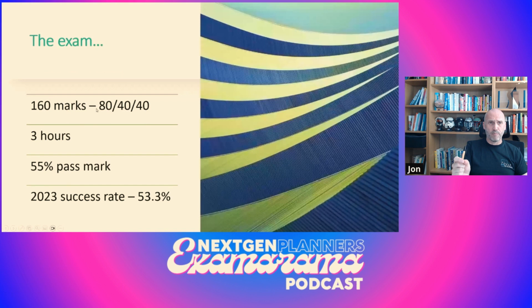But let's just think about what the exam breaks down as. Like all these AF exams, you've got 160 marks up for grabs. Okay, so 80 in the first section, 40 and then 40 in sections B and C. 3 hours, if you're not used to sitting and typing for 3 hours or writing for 3 hours, you've got to think about that, because it's a long old stint to be going. All these exams are big chunks.